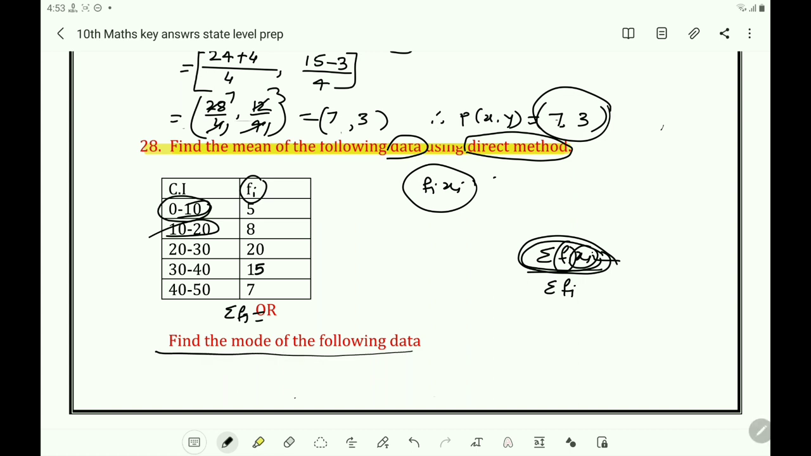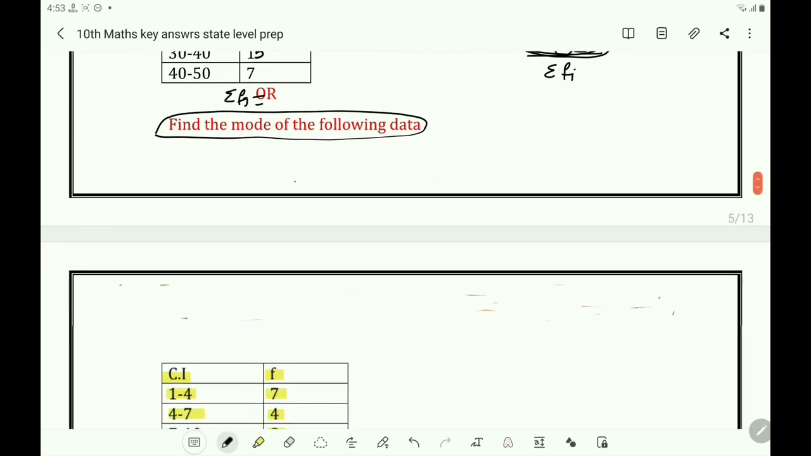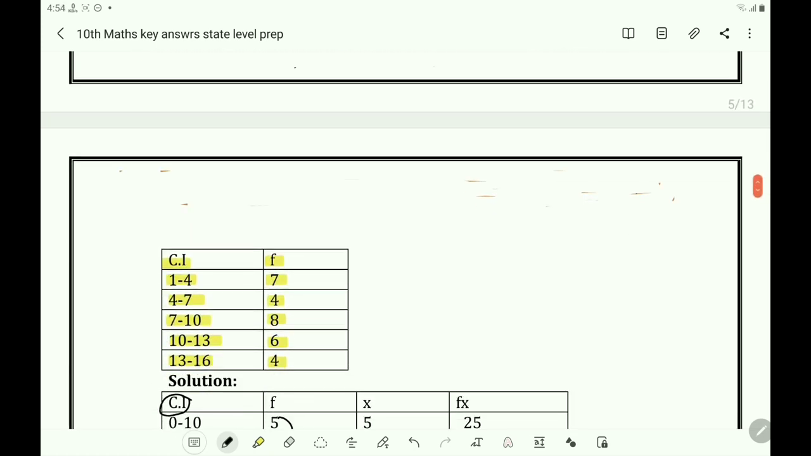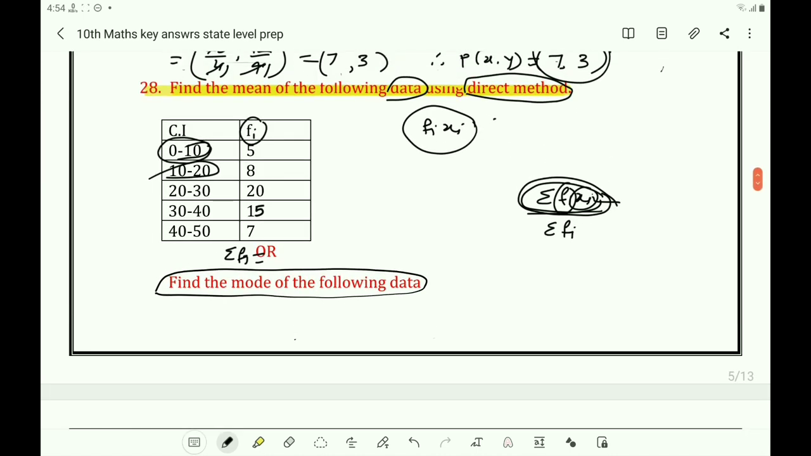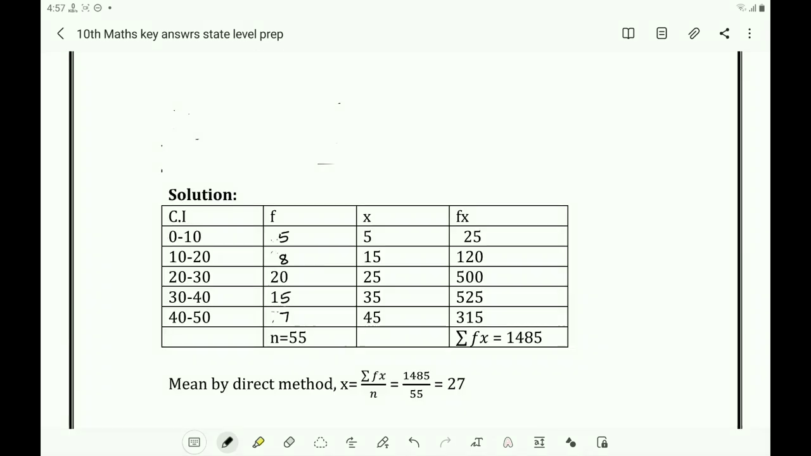The OR question. It is a choice question. What is that question? Find the mode of the following data. Class intervals are given and corresponding frequencies are given. Here you have to find the mode. First you take the mean. Now you observe the solution. Take the first and second column as class interval and frequency.